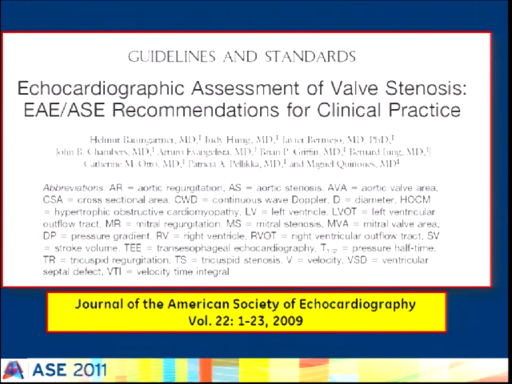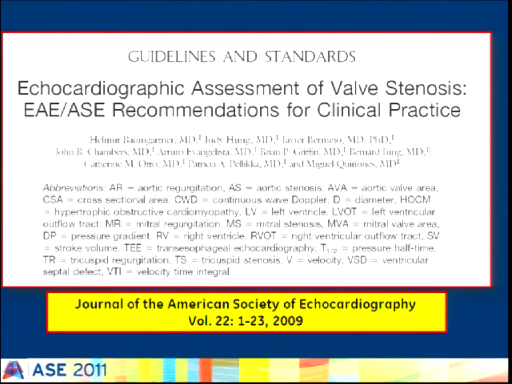As most of you would be aware, the American Society of Echo and also the European Association of Echo have published guidelines for the way we should assess valvular stenosis. Many of you will know that the ASE booth downstairs are actually giving away free CDs with all these guidelines on there, so if you haven't got one, grab one of those. So basically we're going to look at some of these guidelines.